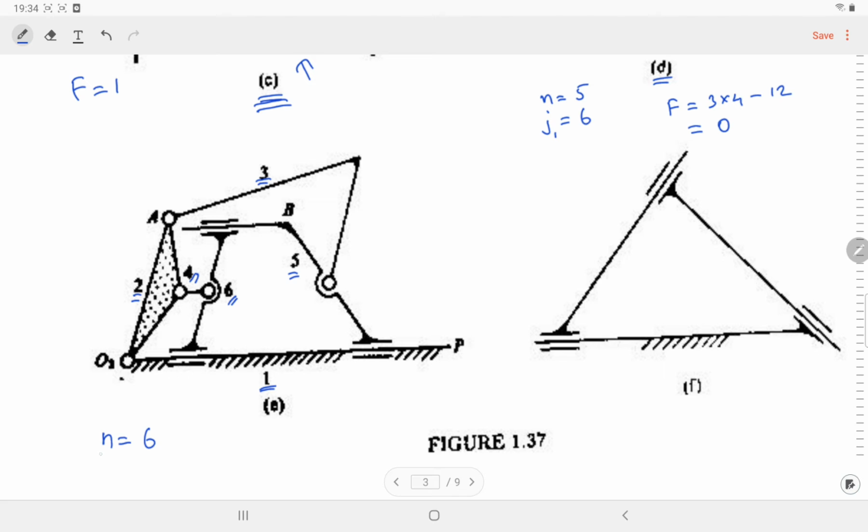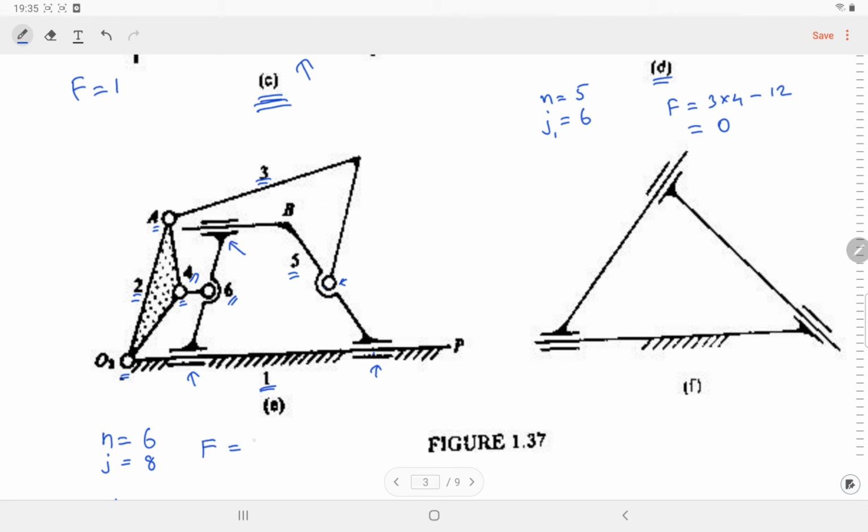And then what about J? So this is 1, 2, 3, 4, 5, 6 and 7. Okay, so J is equal to 7. Am I right? 1, 2, 3, okay, 4, 5, 6, 7, 8. I have counted it wrongly. So J is equal to 8.